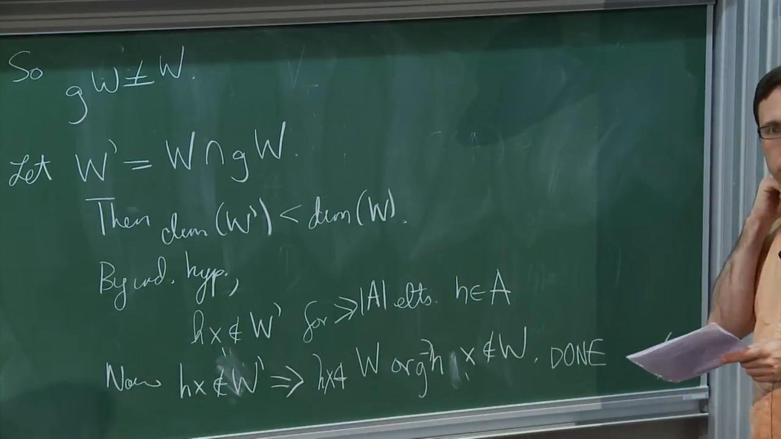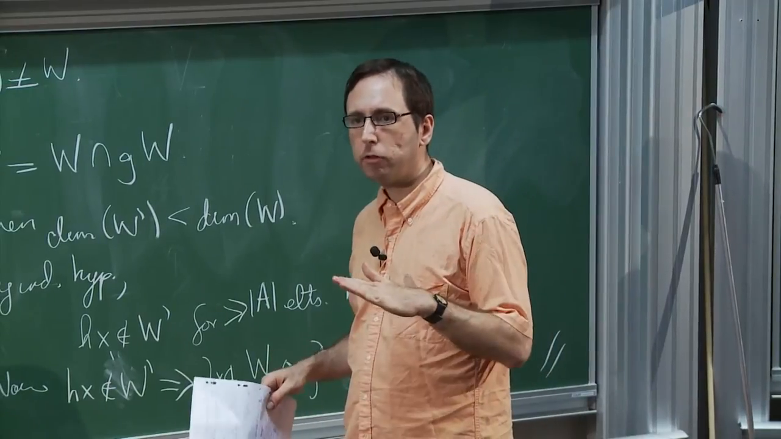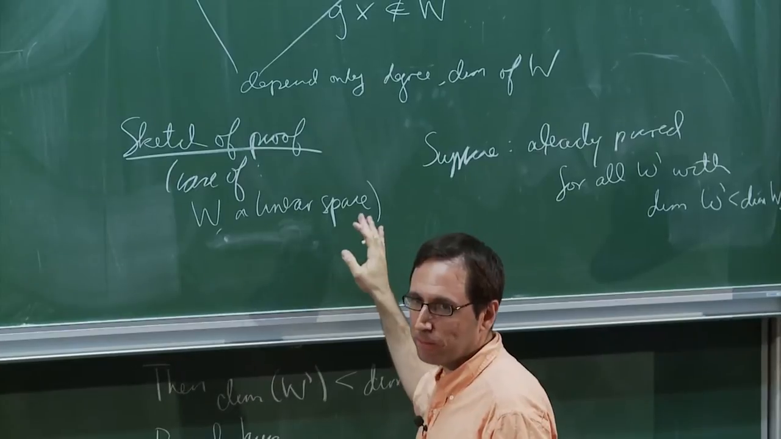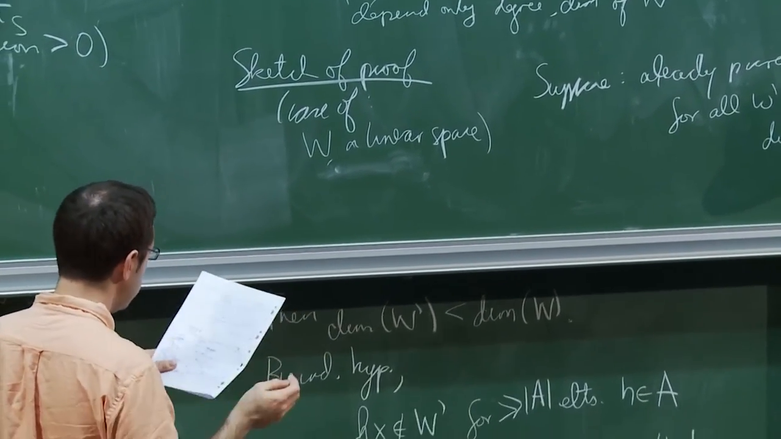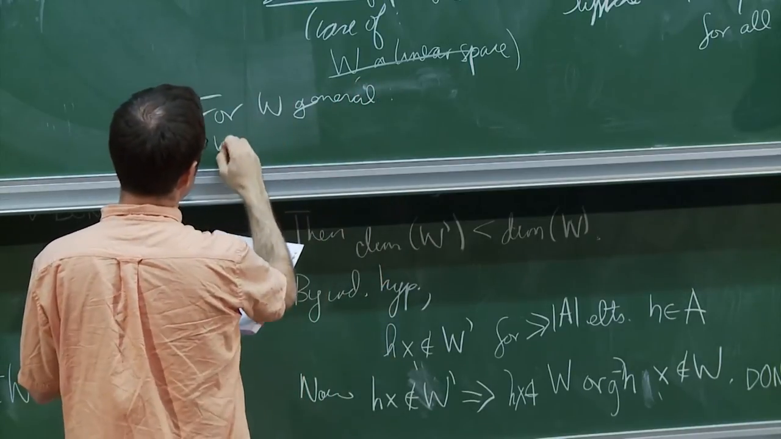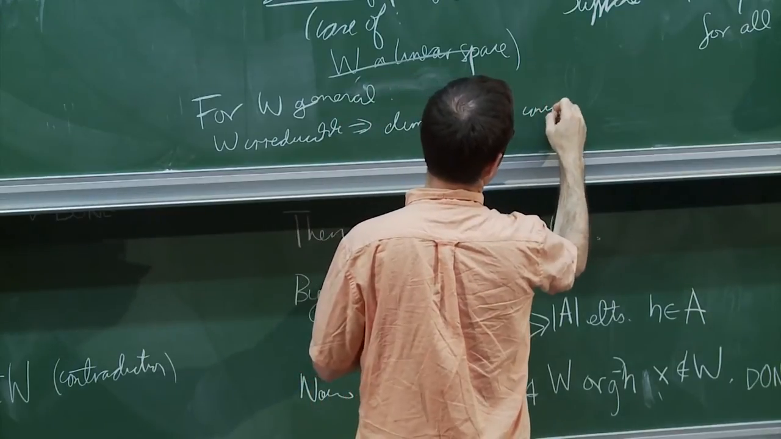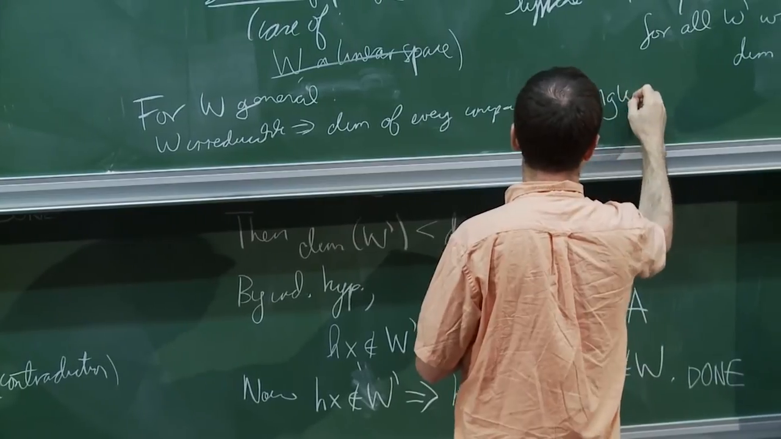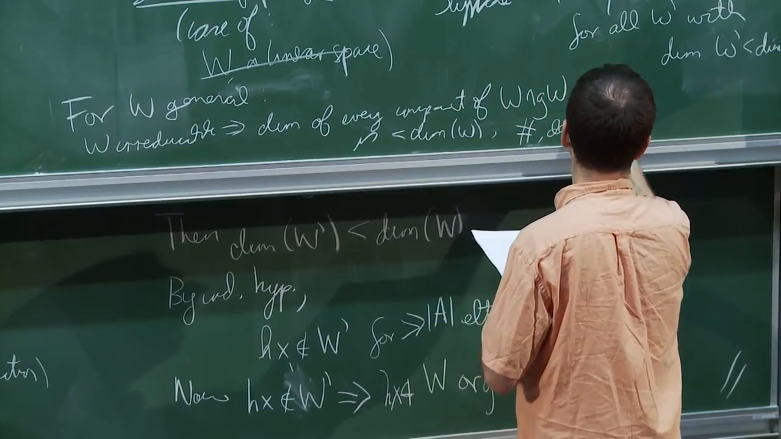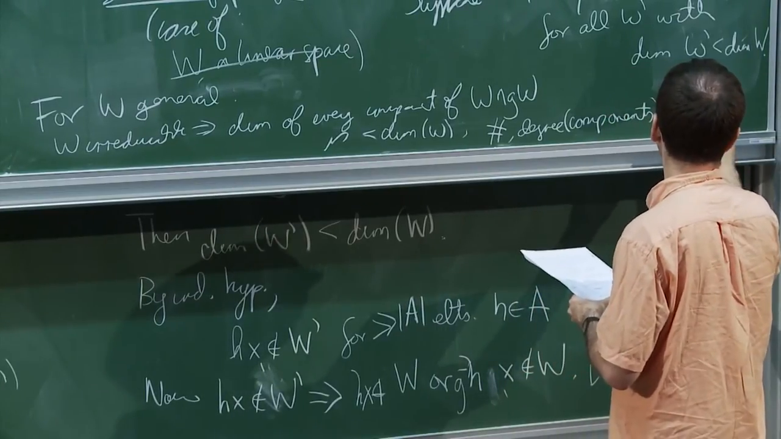So that's about it when W is a linear space. But how did we use linearity ever? Well, we just used the fact that the intersection of a linear space and another linear space is a linear space of lower dimension, provided they are not the same. But in fact, that's a pretty weak consequence of it being a linear space. You can do something similar for W general. We still have that, say, for W reducible, the dimension of every component of W intersection GW is smaller than the dimension of W. And the number and degree of the components is bounded in terms of the degree and so on of W.